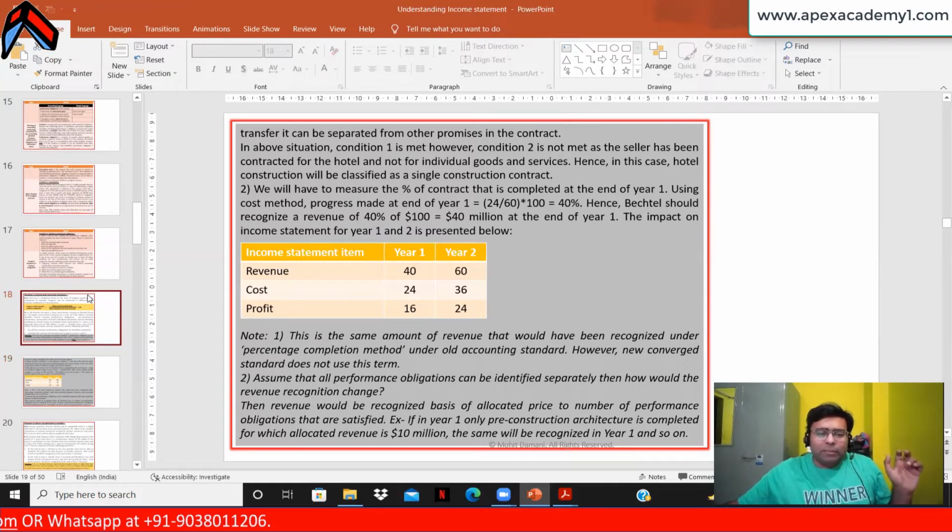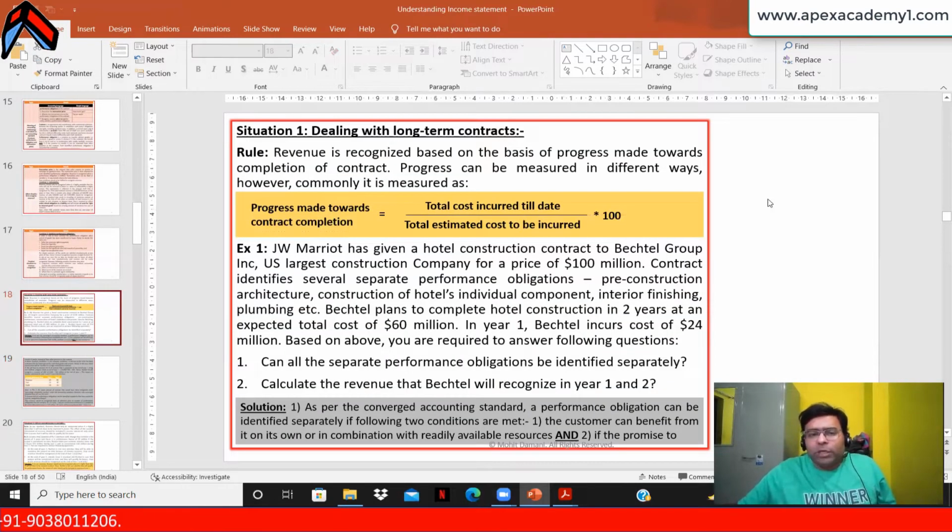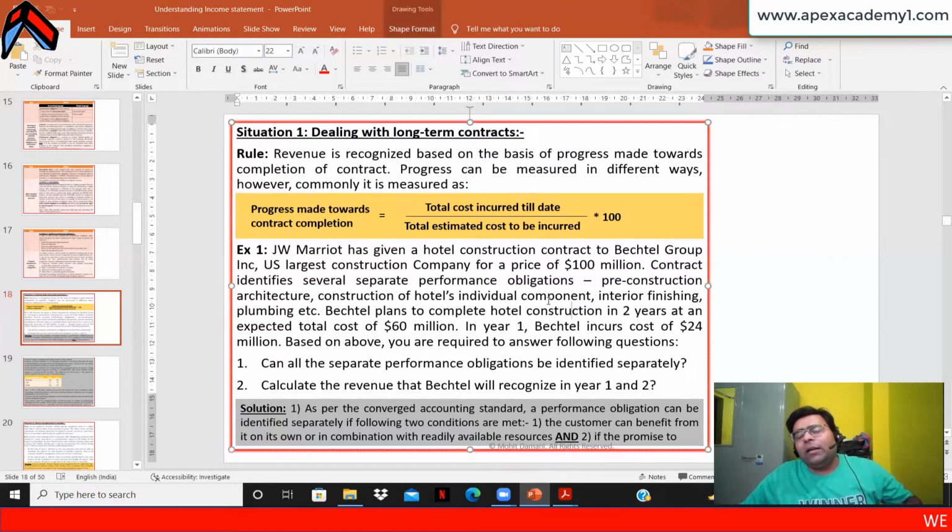But the concept is very simple. Suppose your total estimated cost is 100 and you have incurred 80, so 80% of your contract is done. Automatically you will recognize 80% of the revenue.